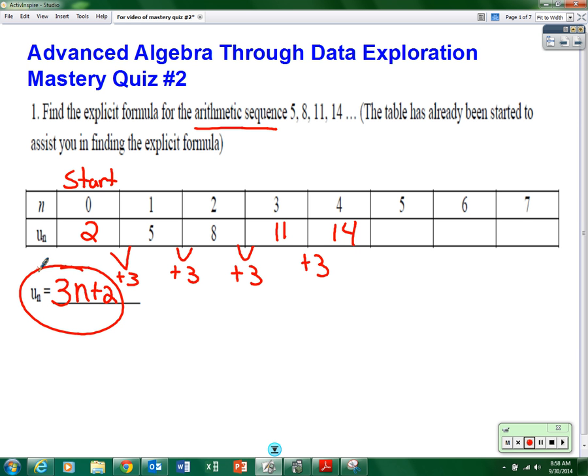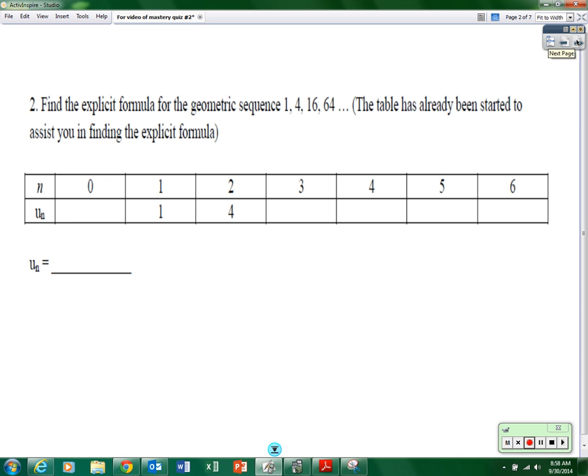All right, moving on. Number 2, find the explicit formula of the geometric sequence. Remember, geometric means we are multiplying. Okay, the table has been started for you. You can see we go 1, 4, and then this is 16, and then this is 64. Okay, hopefully that's not too difficult to figure out.